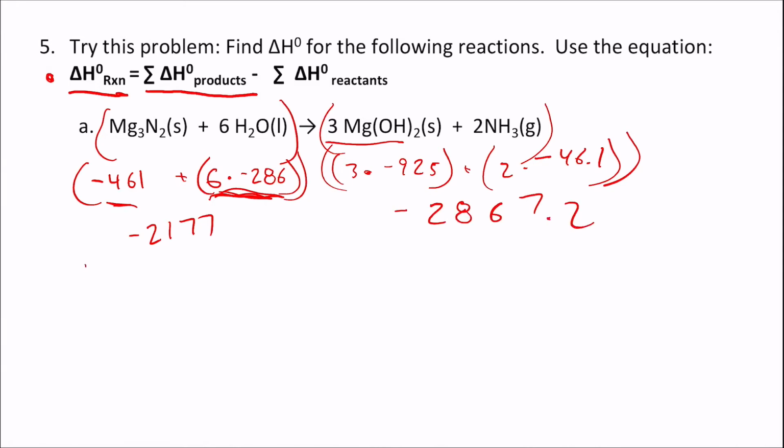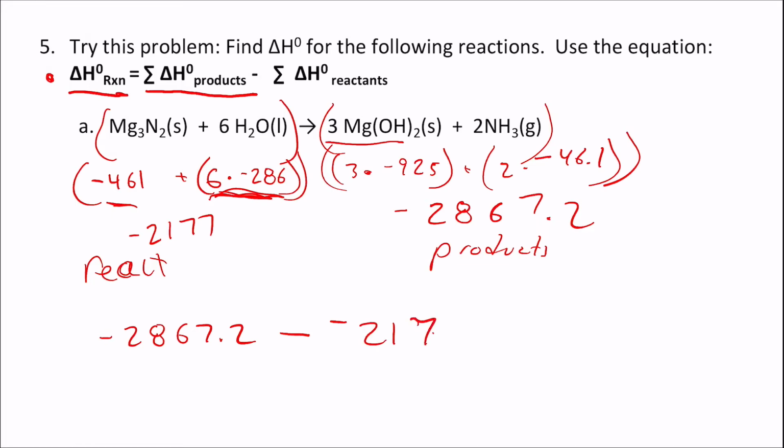So this is the reactants, and then these are the products. So remember, we need to flip them. So it's going to be negative 2867.2 minus negative 2177. And that's going to equal delta H for the reaction. All right, when you do that, you should end up with negative 690.2 kilojoules per mole. And then we have to do sig figs.